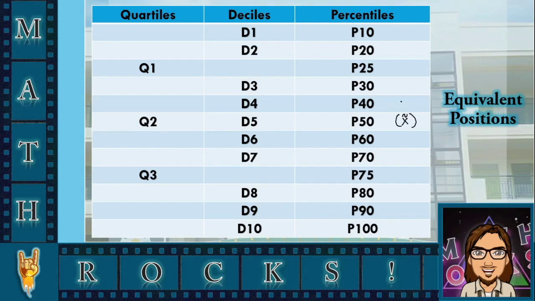And now the other equivalent positions are shown in the table, like D6, P60, D7, P70. But knowing our third quartile is 75% of the distribution, it is equivalent to P75. So you just have to familiarize yourself with the equivalent positions like this.